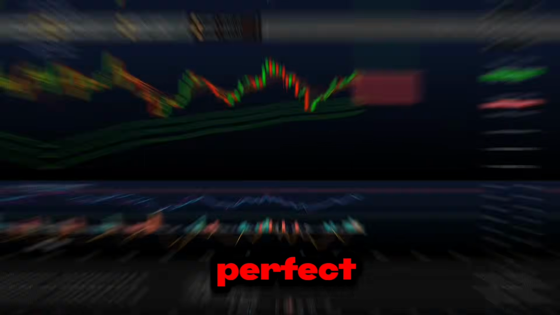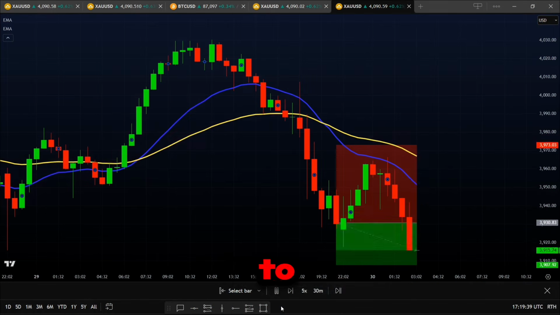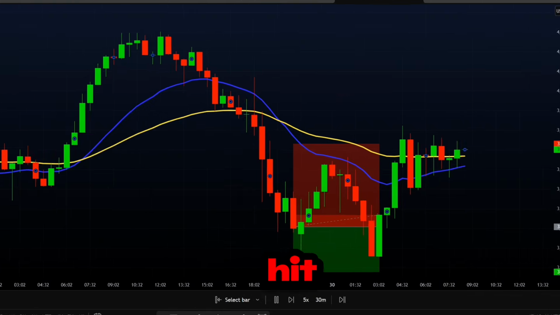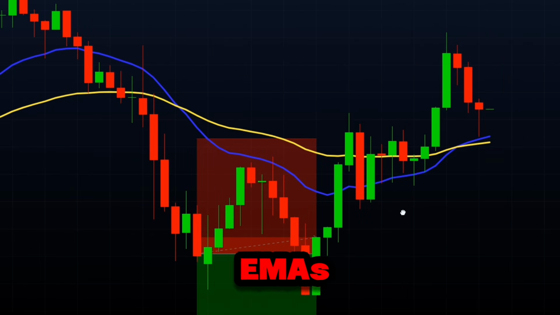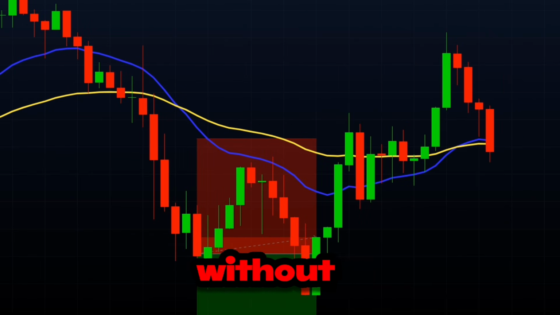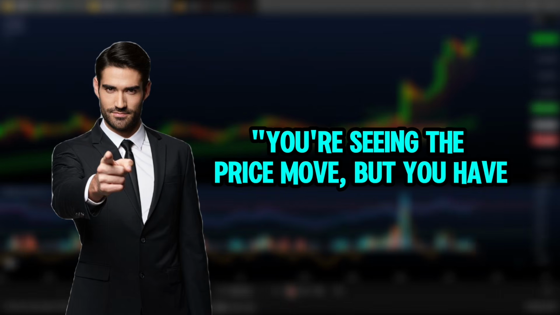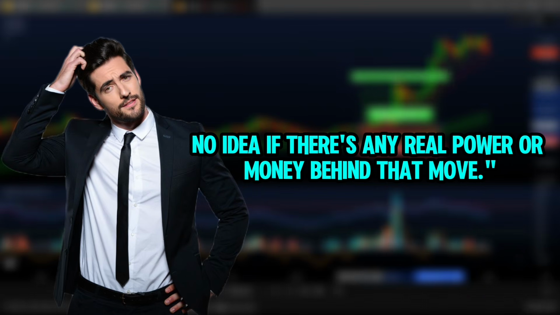Have you ever taken a perfect EMA crossover signal, only to watch the trade immediately reverse and hit your stop loss? The problem isn't the EMAs. The problem is you're trading without conviction. You're seeing the price move, but you have no idea if there's any real power or money behind that move. What if you could fix that?